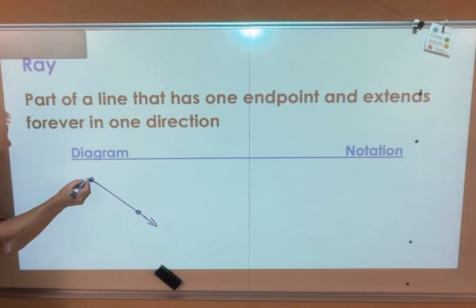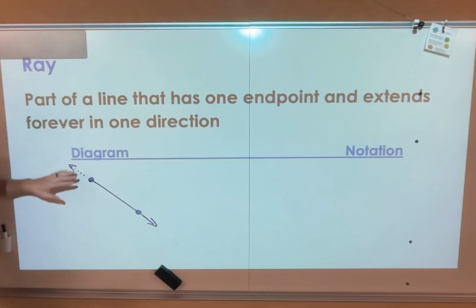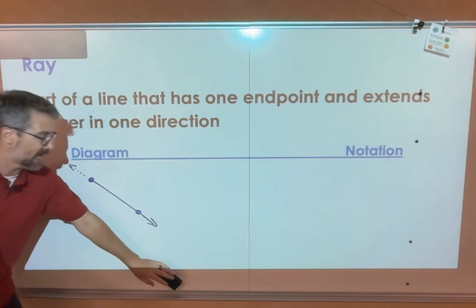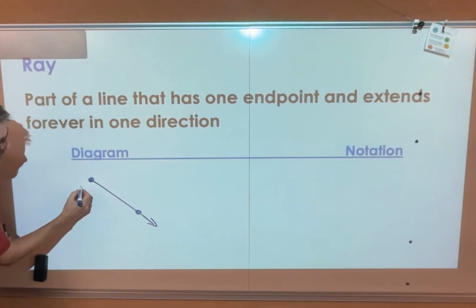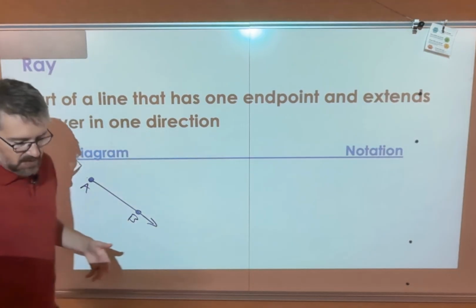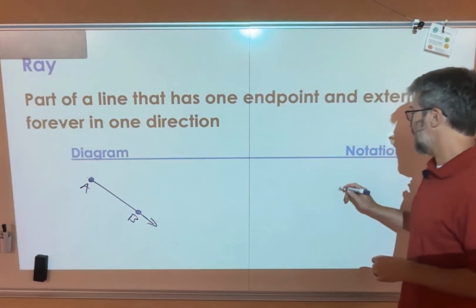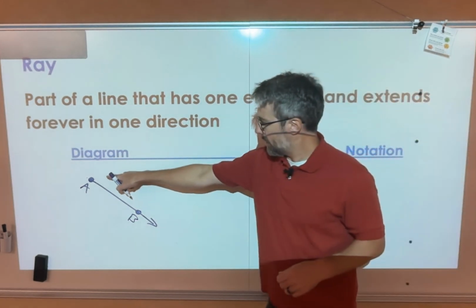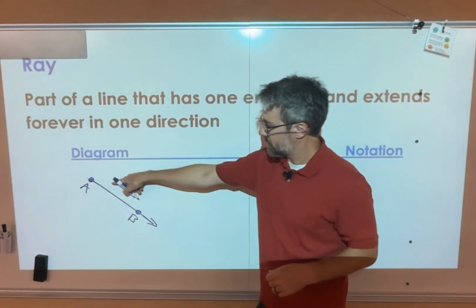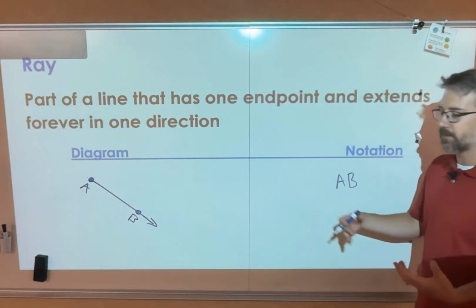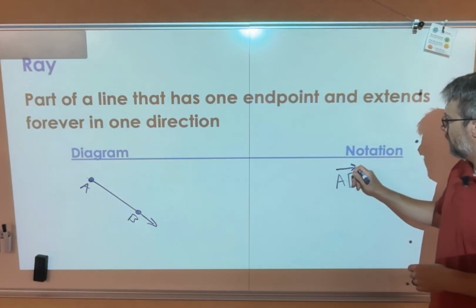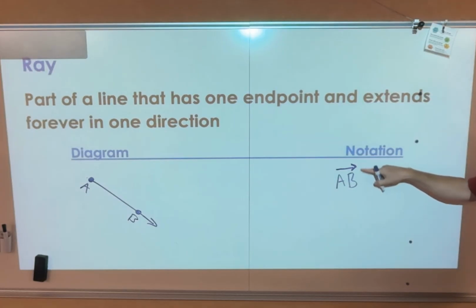And again, this could be part of a line, right? We could just define this part of it off of an overall line that goes infinitely in both directions. We could just talk about this part of it as a ray. If we call that AB, in this case, order does matter when we label it, because the arrow goes with the B, not with the A, because it starts at A, extends through B, and then goes on forever in one direction. So we would want to say AB with an arrow over the B.